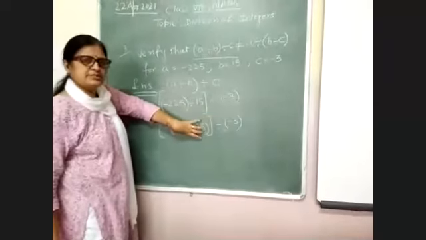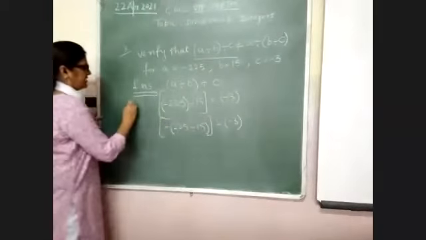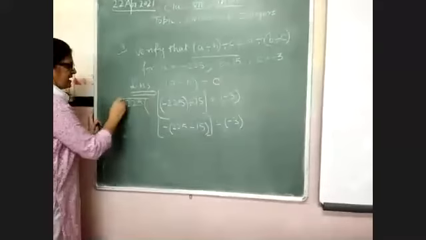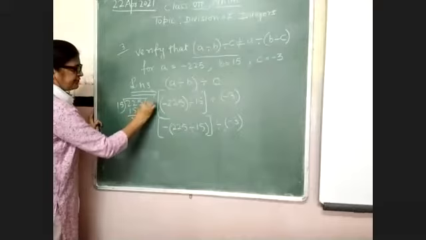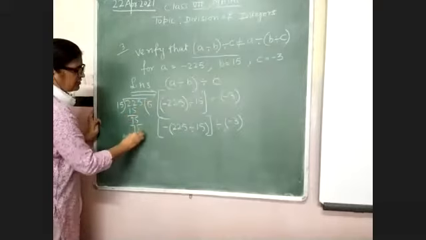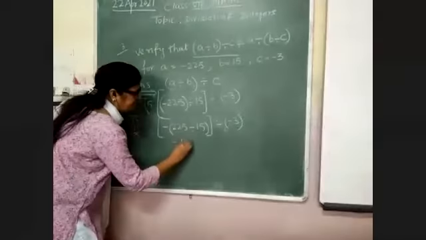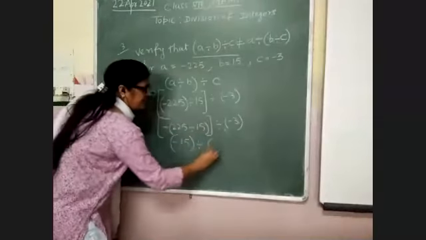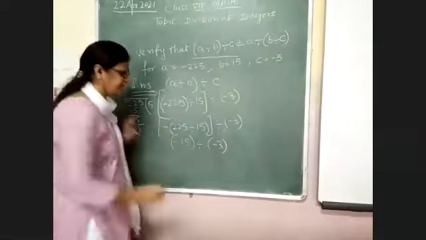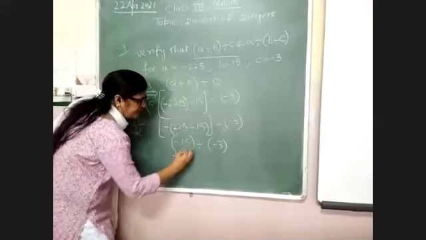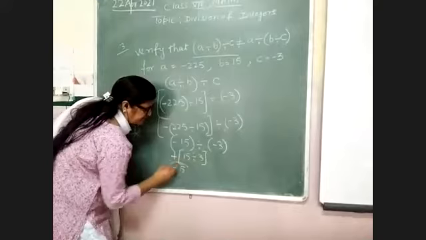First you will solve this bracket. 225 divided by 15, you will divide it separately also. The answer is 15. 225 divided by 15 is equal to 15, because 15 into 15 is equal to 225. So minus 15 divided by minus 3. Here the two signs are negative. When the two signs are negative, it becomes positive, and 15 divided by 3 is equal to plus 5. This is your left hand side.